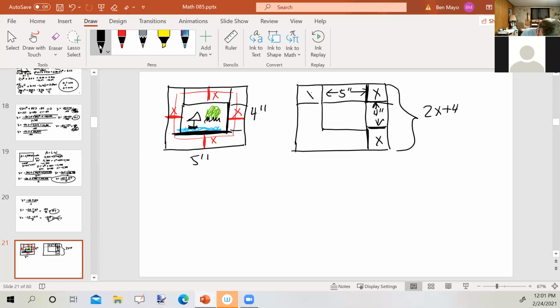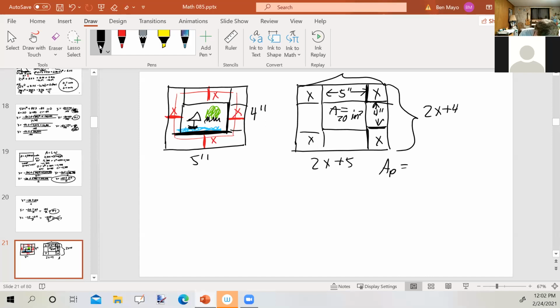If this distance is x and this distance is x, what would this entire side be? It'd be 2x plus 5. You see where I'm getting the 2x plus 4, the 2x plus 5? Well, hopefully. All right. But what else do we know? Well, okay, if this picture inside is 5 by 4, its area would be 20 square inches. But it said the area of the mat was equal to the area of the picture.